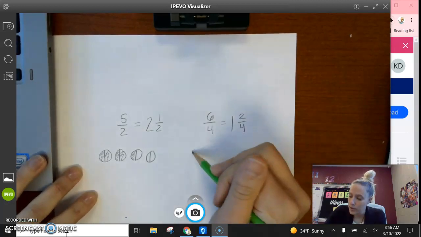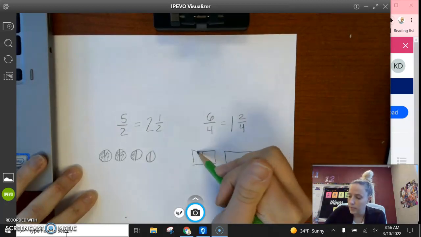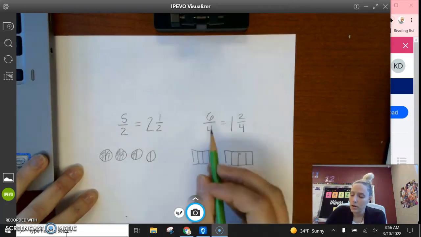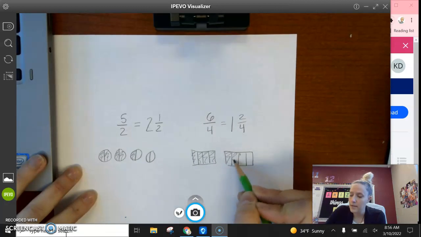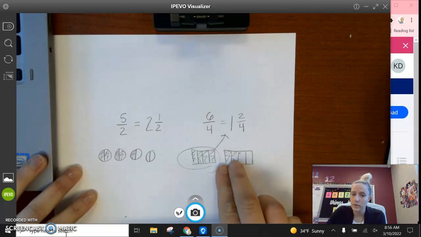Or you can take something, cut it into 4 parts. You're coloring in 6 of them. 1, 2, 3, 4, 5, 6. I have 1 whole one, and I have 2 out of 4.